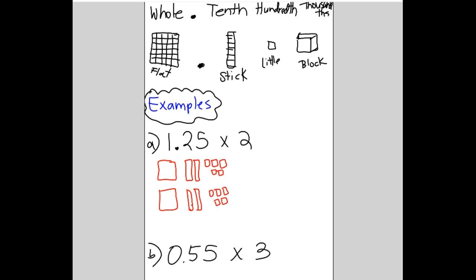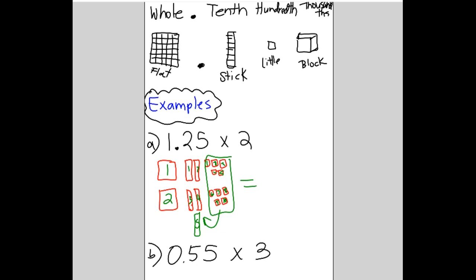So if I get it twice, I have 1, 2 flats. Then I have 1, 2, 3, 4 sticks. I have 1, 2, 3, 4, 5, 6, 7, 8, 9, 10 littles. I can convert these littles into another stick. So that stick will be our 5th stick.